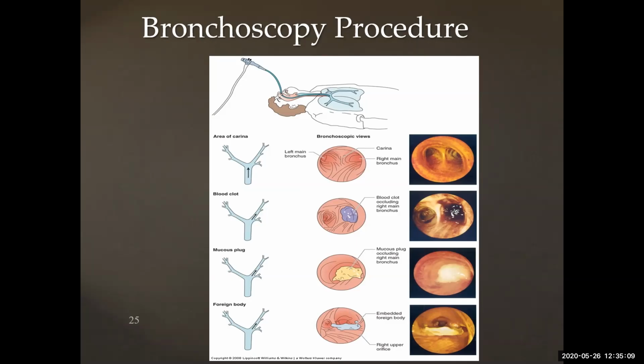Bronchoscopy, so they're going to go down with a scope. You can see they go down to the trachea, go down to the bronchi, and then they can even go down into certain areas of the bronchioles, depending on how narrow. They can remove any kind of foreign body or a mucus plug.